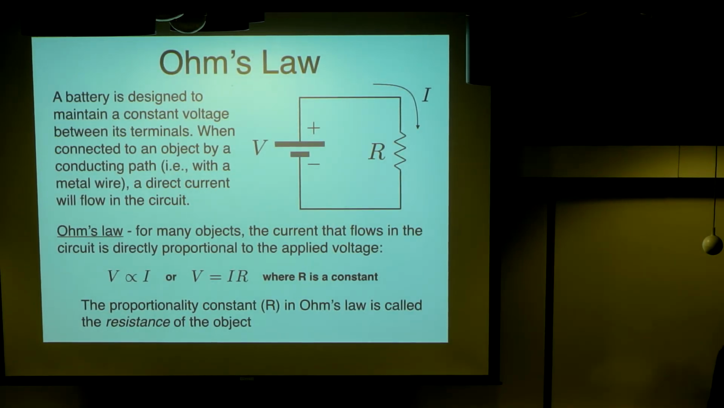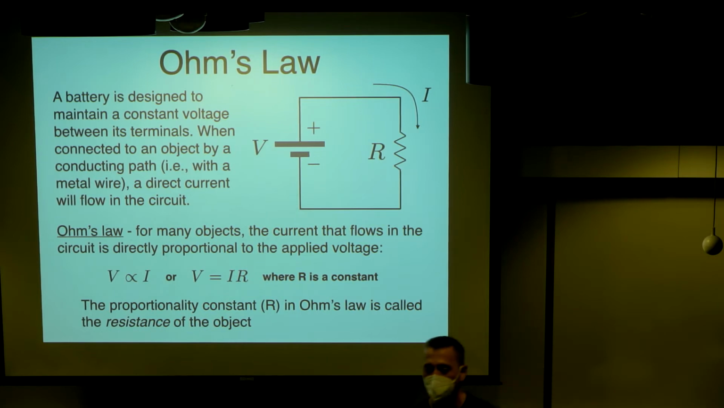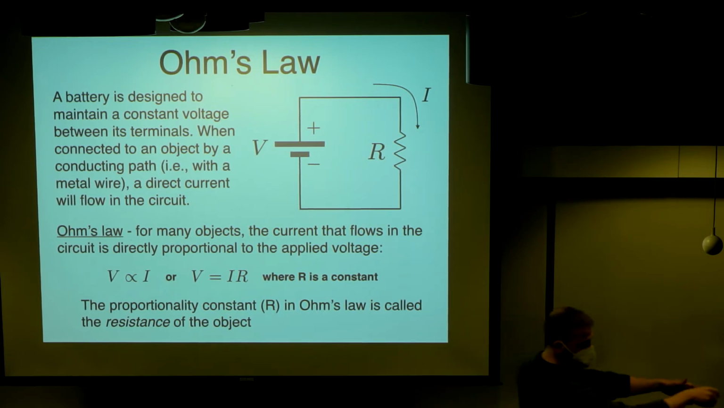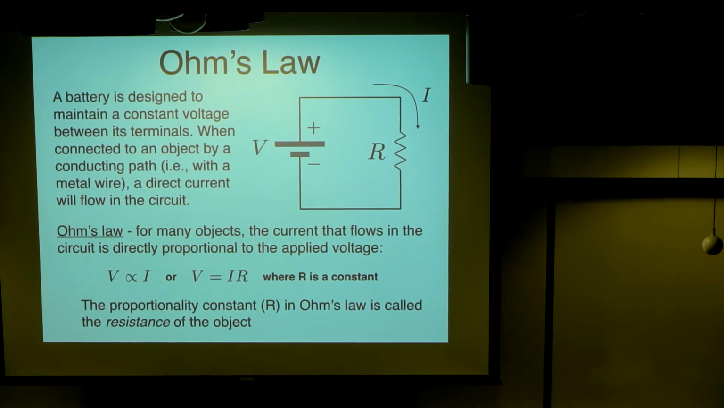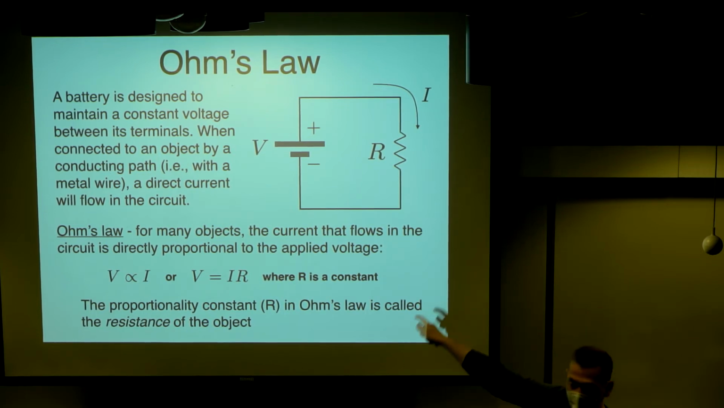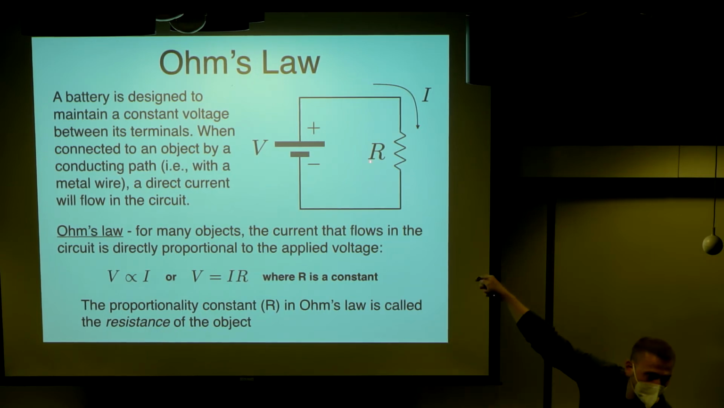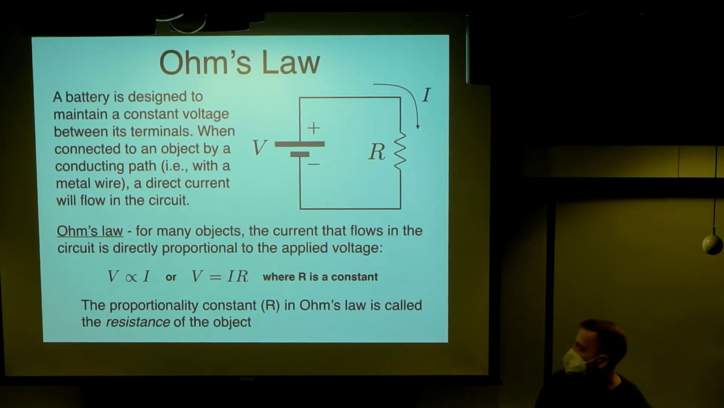So as we saw, a battery is designed to maintain a constant voltage between its terminals. And as we also saw, if you connect the positive and negative terminals of the battery to some object along a conducting path, that allows current to flow in your circuit. Okay, so for the time being, we're going to imagine this very, very simple circuit where you just have a battery, which is a constant voltage source, connected to some kind of device.